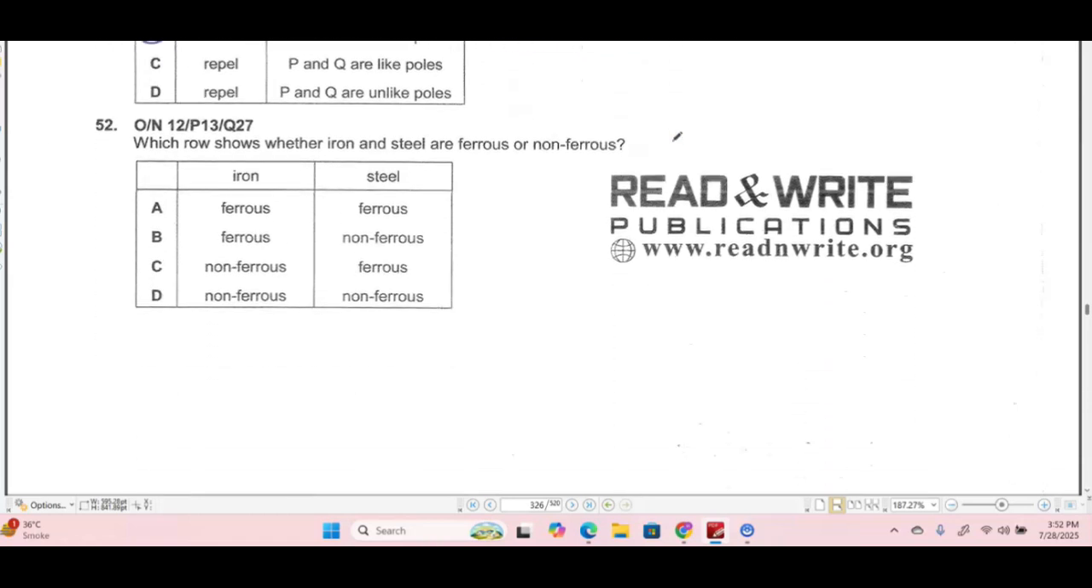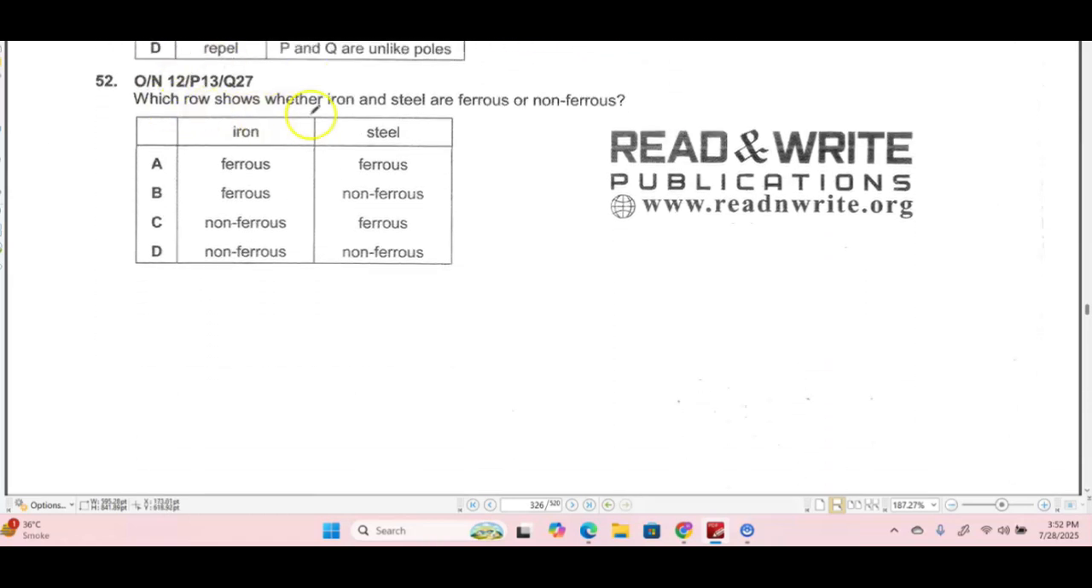Okay. Question number 52. Which row shows whether iron and steel are ferrous or non-ferrous? Iron and steel both are ferrous because they are both magnetic materials. So A is the correct option.